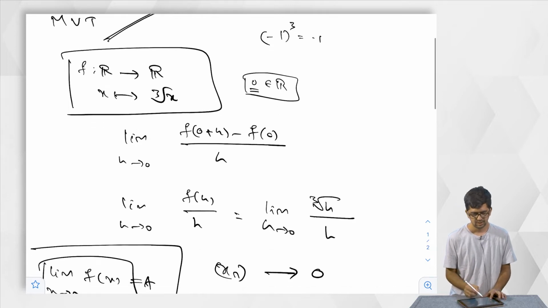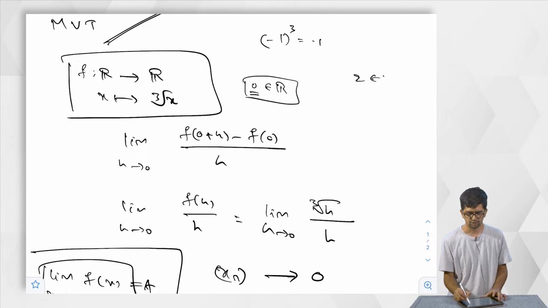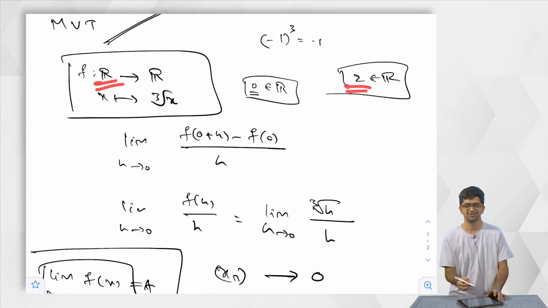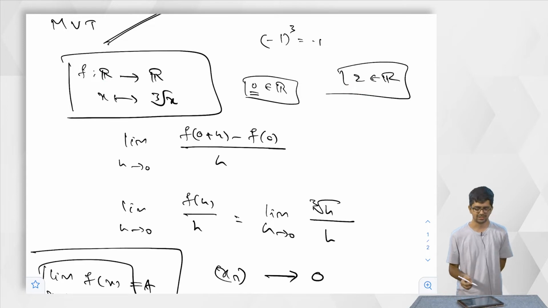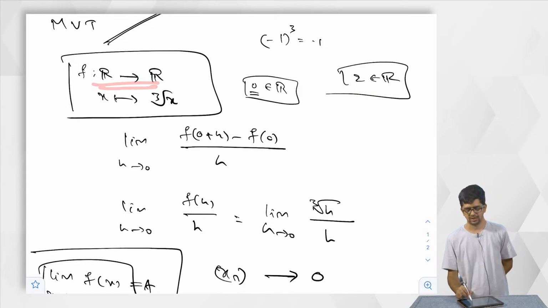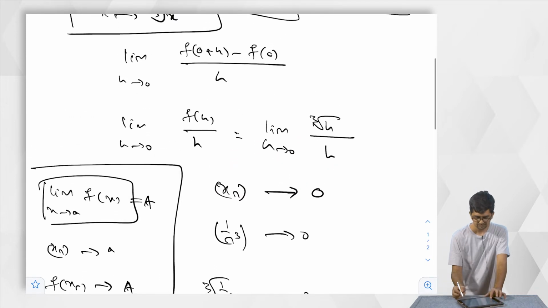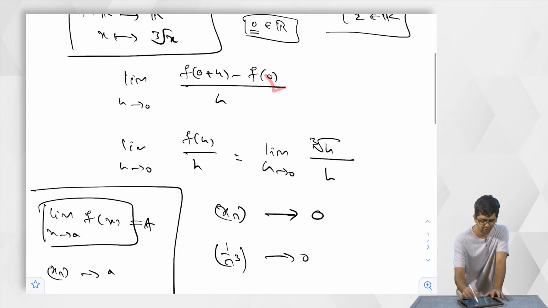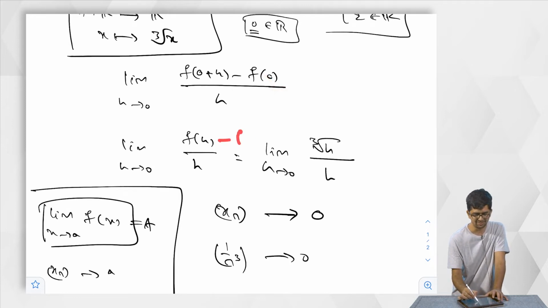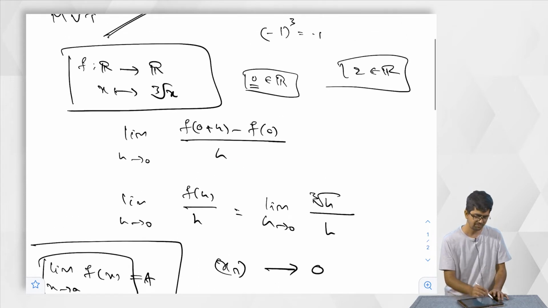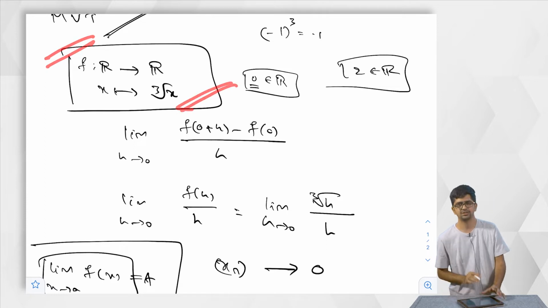Check for yourself. Suppose you take the point 2 belongs to R. f is defined on R, so it is defined at 2 also. So, one can ask, is this function f differentiable at this point 2? So, we should look at a corresponding sequence that goes to 2 and look at the corresponding limit. F of 2 is not 0, so there will be some other elements that are coming here. We should compute appropriately.